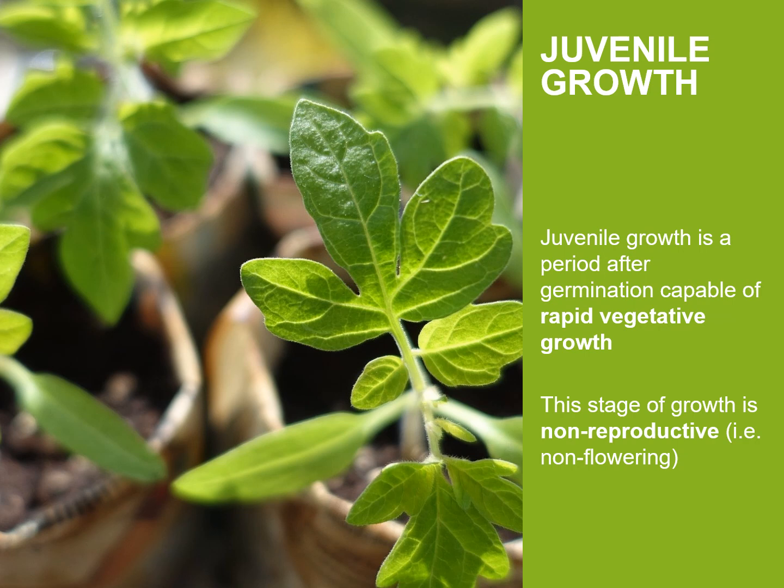So the juvenile phase of plant growth is the period immediately after germination, and most crops are capable of rapid vegetative growth during this stage. This is predominantly the development of shoots and leaves, and the type of growth is characterized by non-reproductive growth, i.e. the tissues which are being developed are non-flowering and non-reproductive, so vegetative.